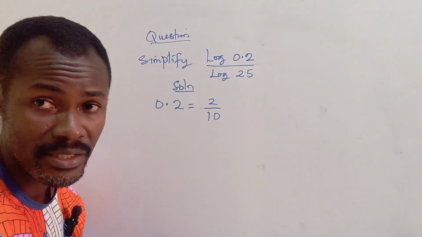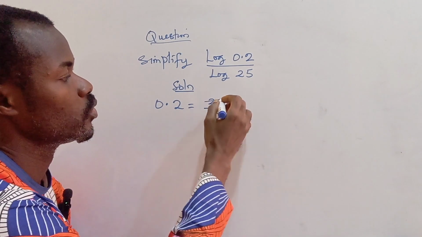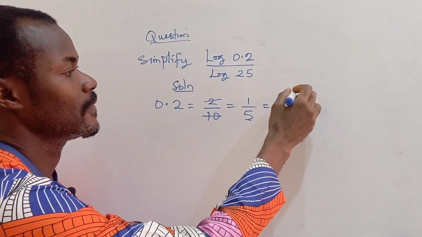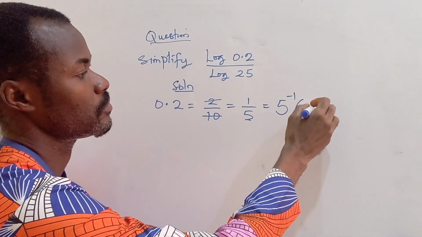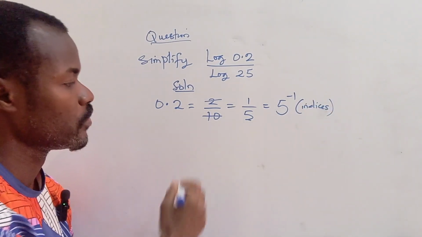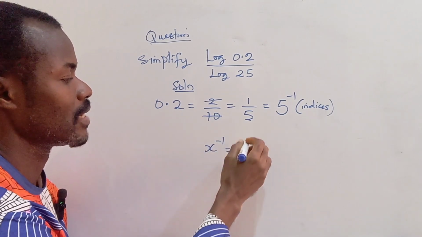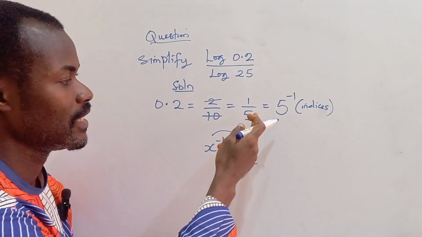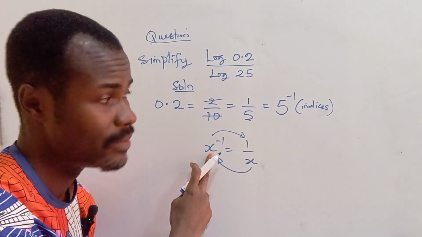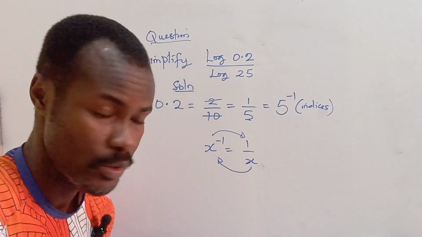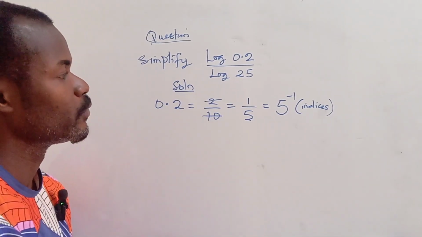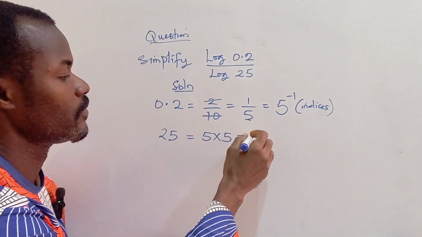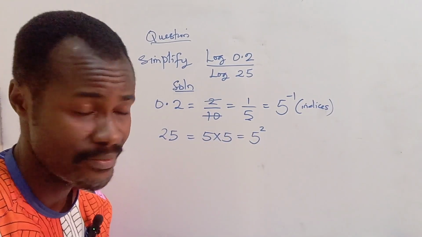But I can see that it is reducible, so we can decompose this. 2 into this is 1, 2 into this is what? 5. Now this I can write as this. This is the inverse law of indices. Remember, if I have x raised to power minus 1, I can write it as this in indices. So this form has been written in this form, so we have 5 raised to power what? Minus 1. Now the next thing is we have 25. 25 simply means 5 times 5, which means 5 what? Square, also in index form.